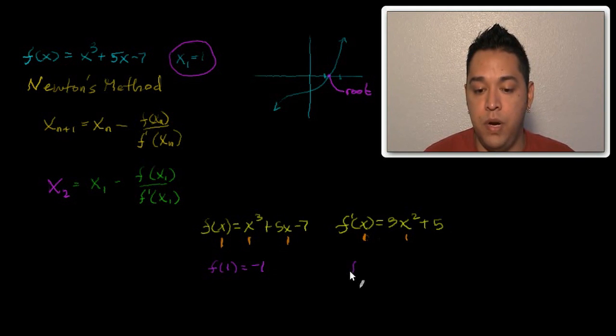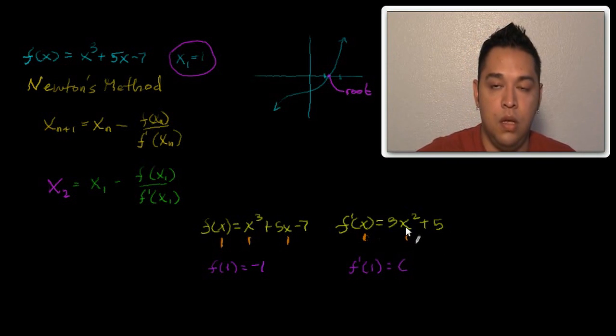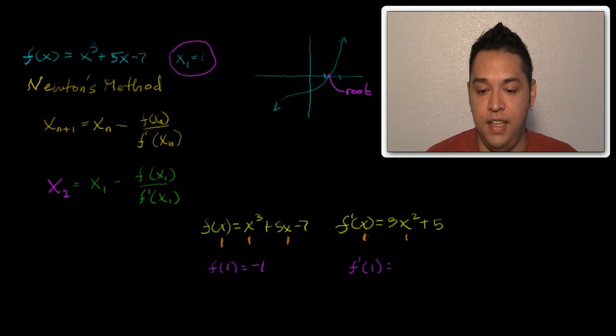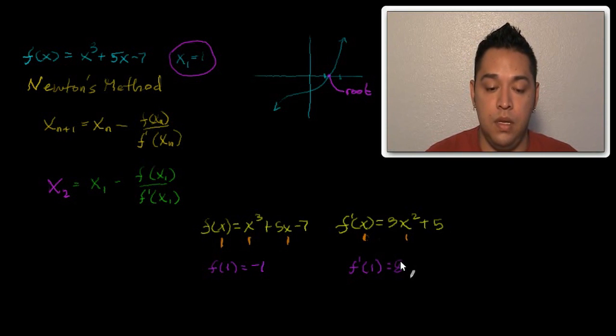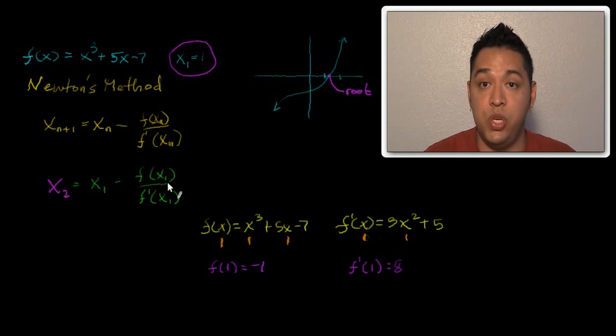F prime of 1 would equal, this is 3, because 1 squared is 1, 1 times 3 is 3, plus 5. What's 3 plus 5? 8, right? So that's going to be an 8. So now I could figure this x of 2.